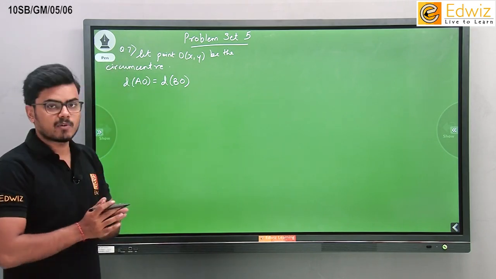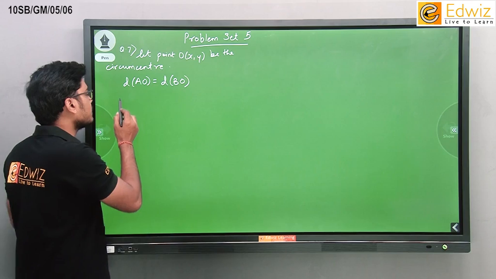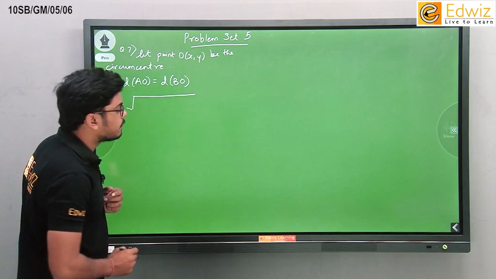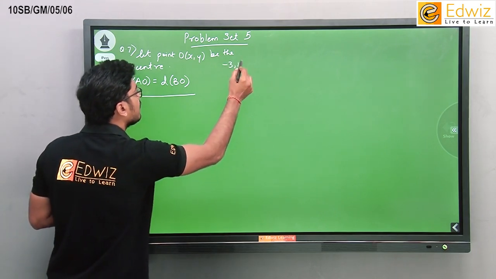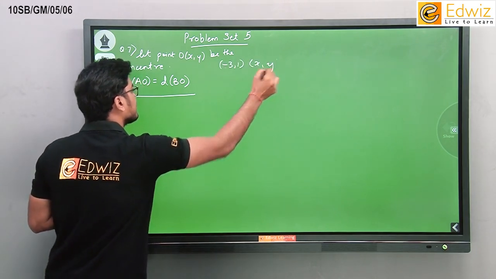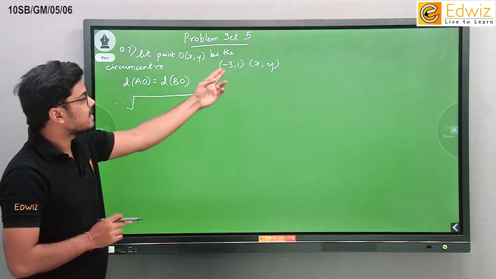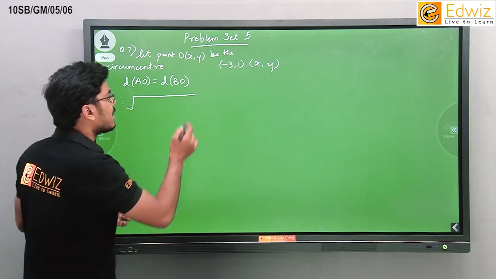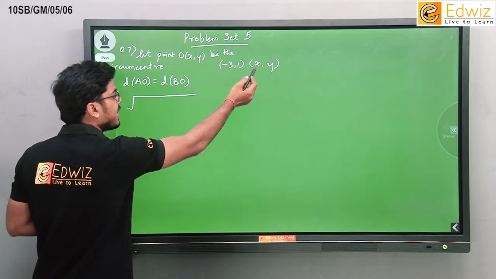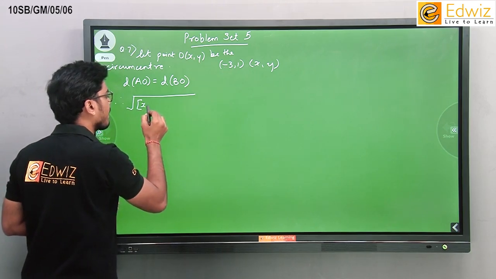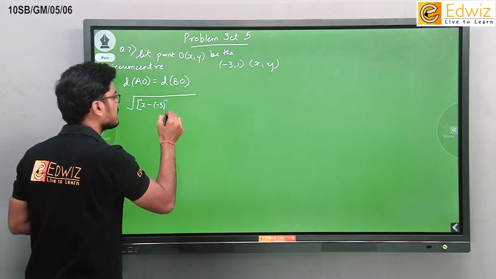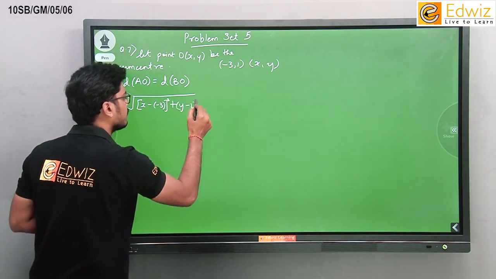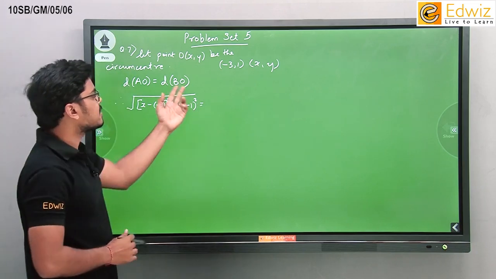We will directly use the distance formula. What will distance AO be? Square root of, from point A (-3, 1) to (x, y), this is the distance we are calculating. So (-3, 1) and (x, y). What is the distance formula? The square root of (x1 minus x2) the whole square plus (y1 minus y2) the whole square. So x minus (-3) the whole square plus y minus 1 the whole square will be equal to distance BO.